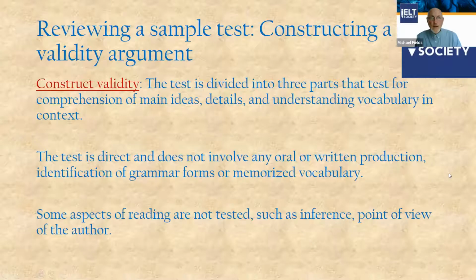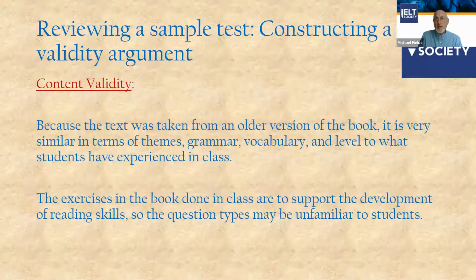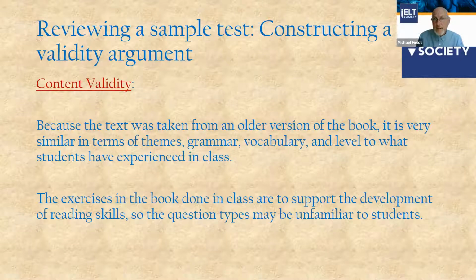As I mentioned, the test is divided into 3 parts that test main ideas, details, and predicting meaning in vocabulary. It's a direct test. It doesn't ask for any oral or written production, so there's nothing to muddy that measurement. They don't have to produce any kind of writing. They don't have to identify grammar forms. They don't have to memorize vocabulary. So there's no indirect testing. It's a very direct test. As I mentioned, not every aspect of reading is actually tested. Because the text was taken from an older version of the book, we have a lot of content validity.